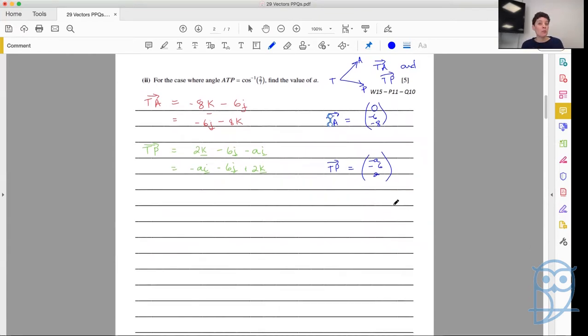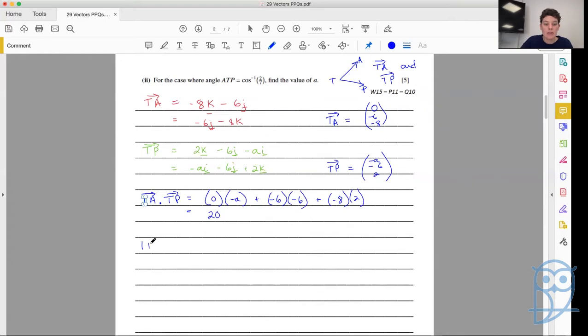In order to do an angle between two vectors, we need a dot product and we need two magnitudes. So starting with a dot product, TA dot TP is going to equal, multiply, then add. So 0 times minus a plus minus 6 times minus 6 plus minus 8 times 2. So of course that one's going to disappear. We have 36 minus 16, which gives us 20.